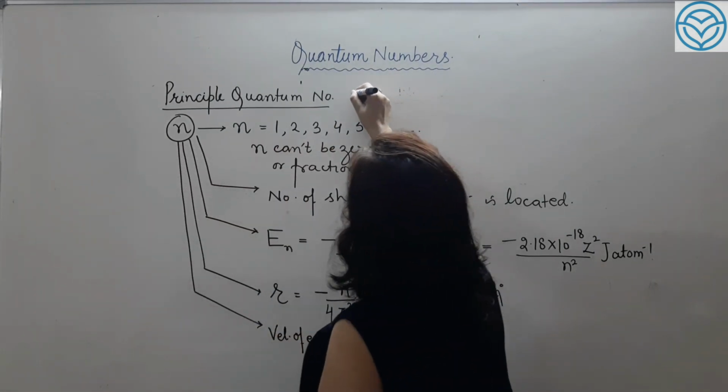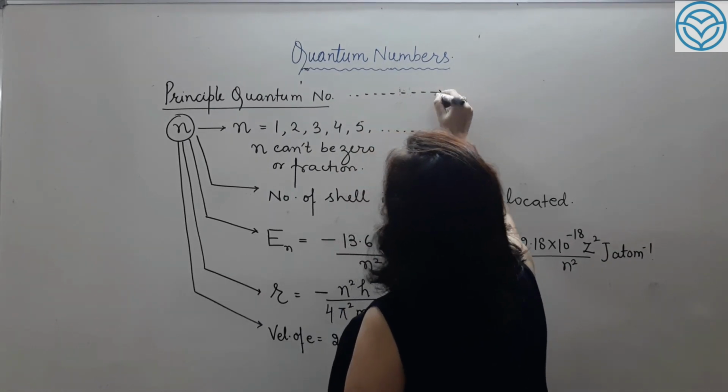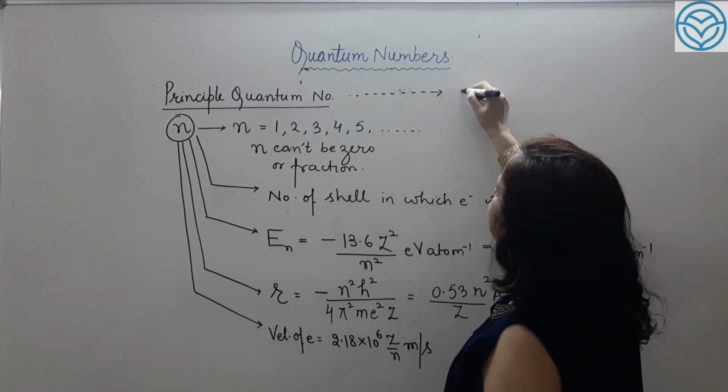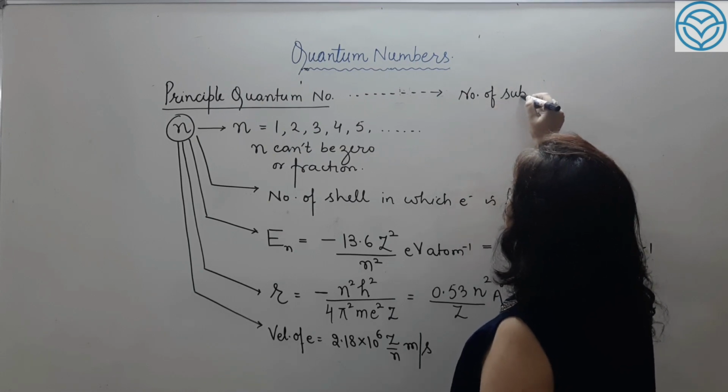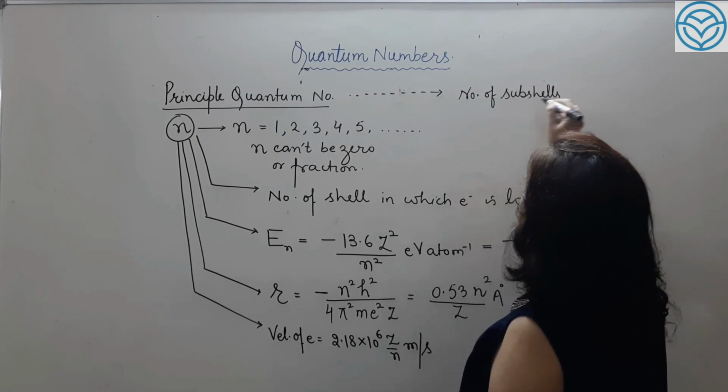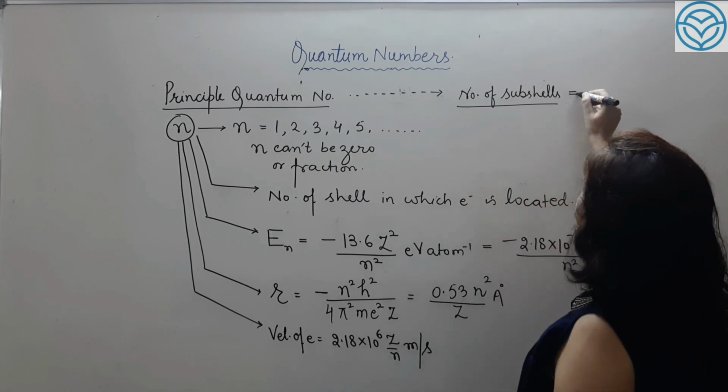And one very important part: when N is known to you, you must be in a position to understand the number of subshells. The number of subshells in a shell is always equal to N.